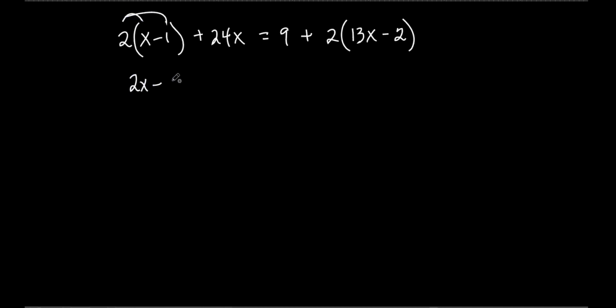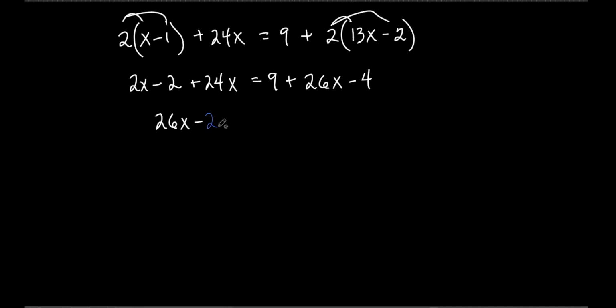I'm going to go a little quicker now. 2x minus 2 plus 24x equals 9 plus, now this 2 is being distributed. Don't distribute the 9 because you've got a plus in between. It's 2 times that parentheses, so that's 26x minus 4. Let's add some like terms. 2x plus 24x, what's that? 26x minus 2 equals, I've got a 26x over here, and then this adds up to be what? 5.